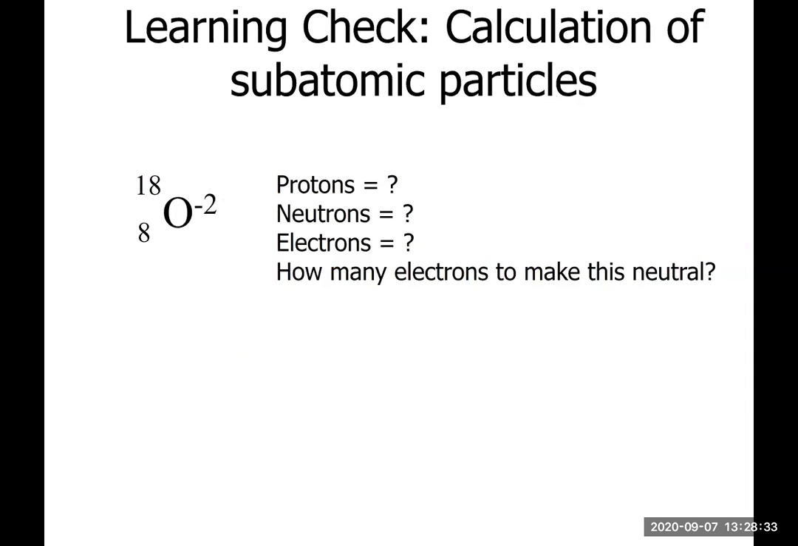Here's an example that we're going to try. They're asking for the protons, the neutrons, and the electrons, and then also how many electrons to make this neutral. So we see that we have the mass number again, which is the number of protons plus the number of neutrons. We have the atomic number here, which is just the number of protons. And then we have a charge. So this is an ion.